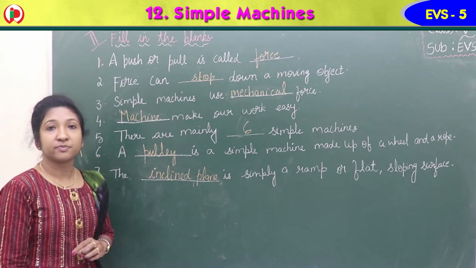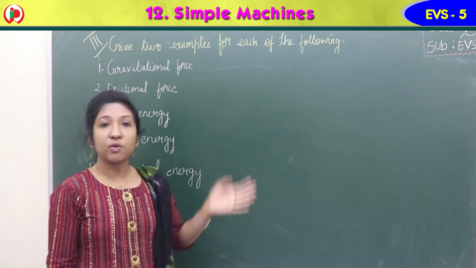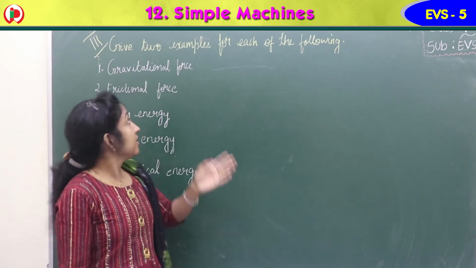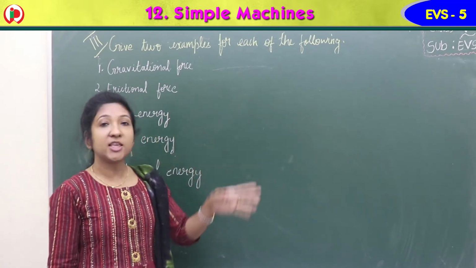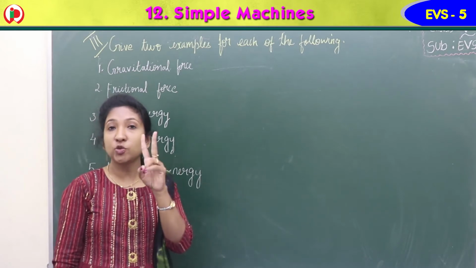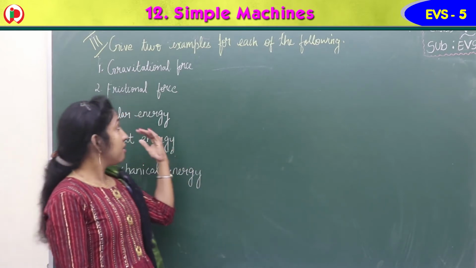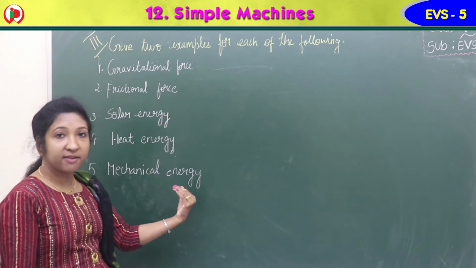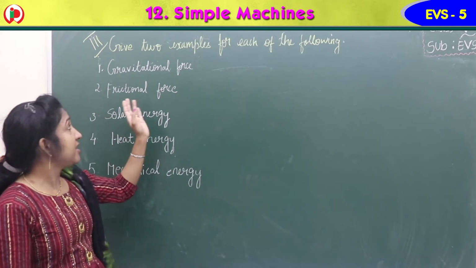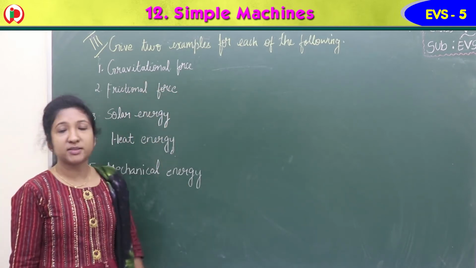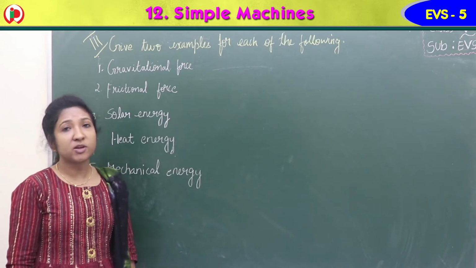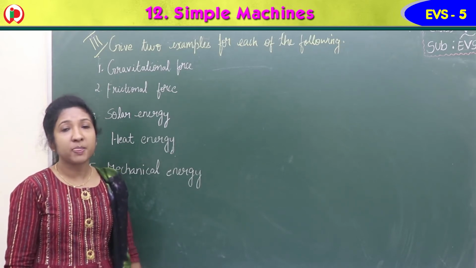Okay. Next exercise in the workbook, children, exercise 3. Give 2 examples for each of the following. You have to write 2 examples for each force or energy that is given. The first one is gravitational force. Can you give 2 examples for gravitational force, children?